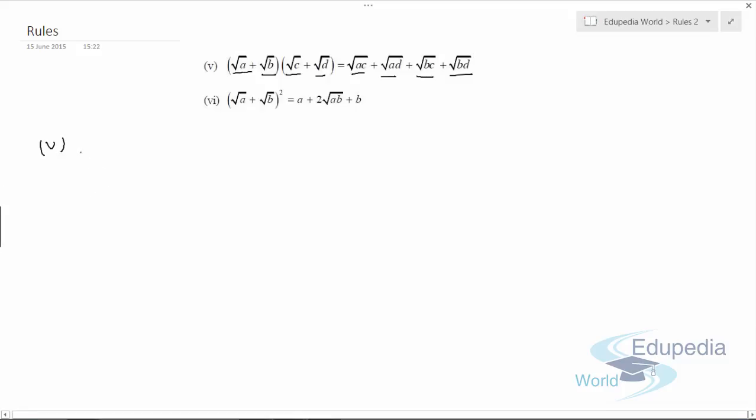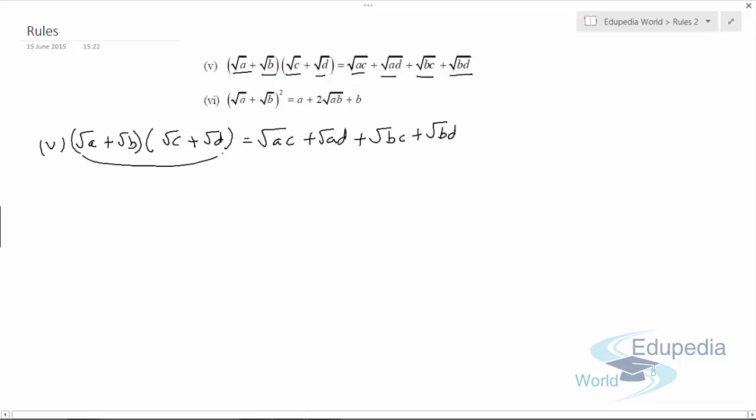The rule is (√a + √b)(√c + √d) = √ac + √ad + √bc + √bd. So let's solve this.